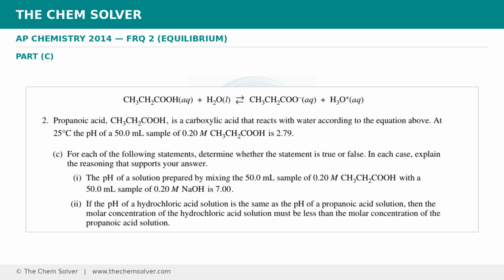For each of the following statements, determine whether the statement is true or false. In each case, explain the reasoning that supports your answer. 1. The pH of a solution prepared by mixing a 50.0 milliliter sample of 0.20 molar CH₃CH₂COOH with a 50.0 milliliter sample of 0.20 molar NaOH is 7.00. 2. If the pH of a hydrochloric acid solution is the same as the pH of a propanoic acid solution, then the molar concentration of the hydrochloric acid solution must be less than the molar concentration of the propanoic acid solution.